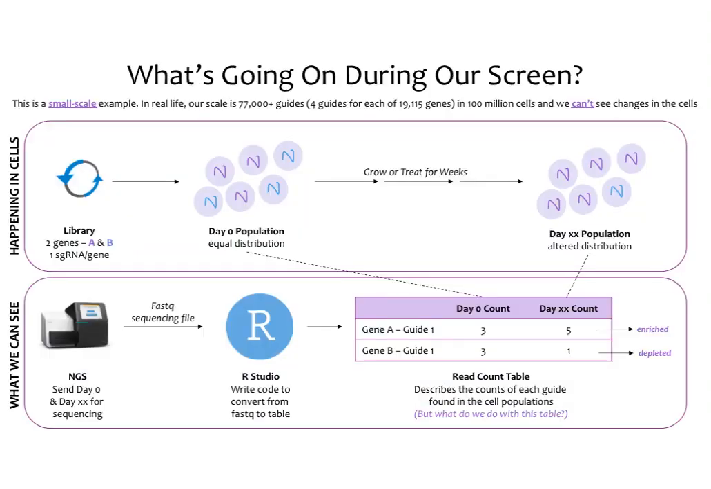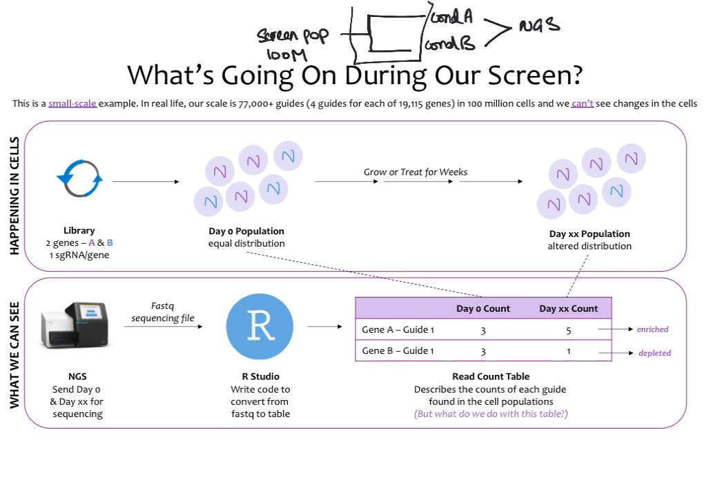Okay, so now let's take a deeper look at what's actually going on in the screen. So this is the part that I told you we would come back to. So we have our screening population of cells, right? We've expanded it to 100 million cells, and now we're ready to screen. So we're gonna do 2 conditions. This is condition A, this is condition B, and then we're gonna send the cells for sequencing.